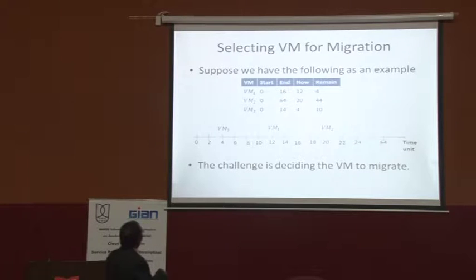Here is the example. As I said, we have V1, V2, V3. V1 started at 0. All of them start at 0. It has done 12. Its remaining time is 4, right? V2 still has 44 time units. V3 has 10 time units.